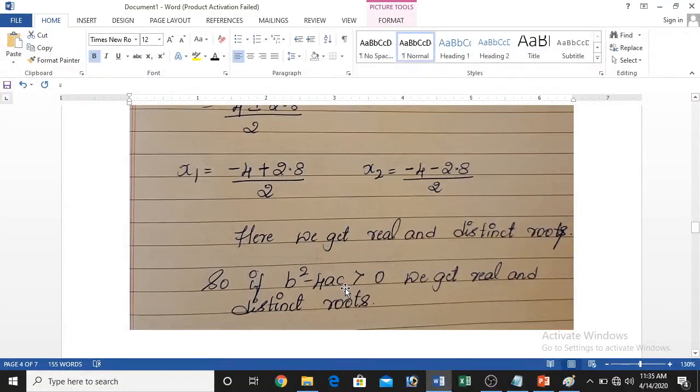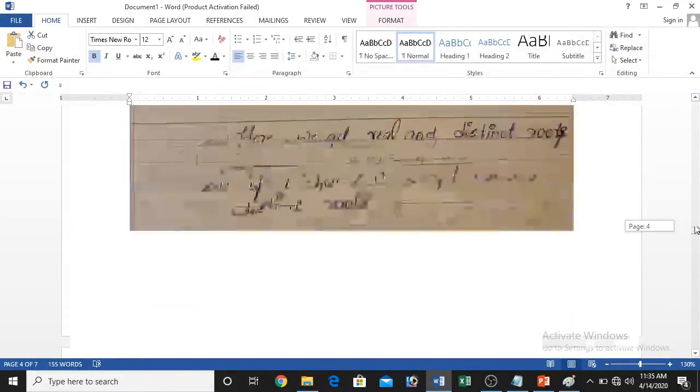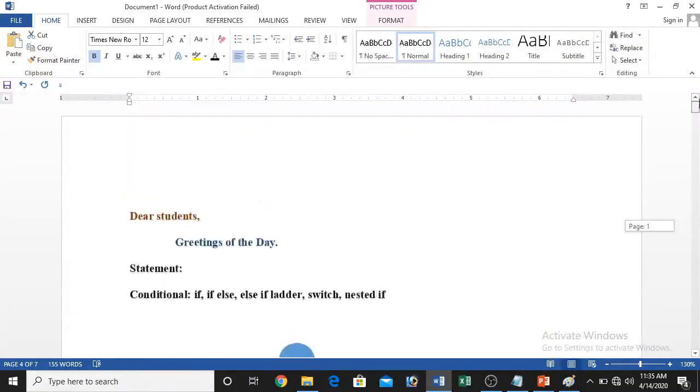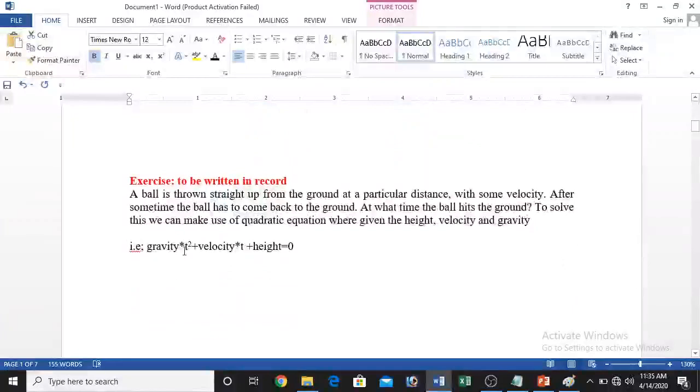That means whenever you substitute a, b, c, either b square minus 4ac may be equal to 0, or less than 0, or greater than 0. Depending on these cases, now we need to refer to our problem. So what exactly is the problem is, we need to calculate the time.